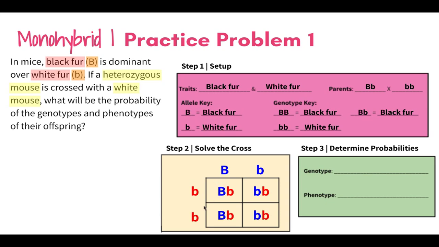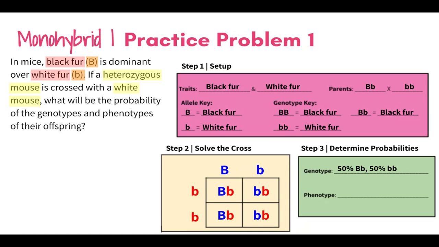So when we look, we want to see what are the letter combinations out of these 4 boxes and how do we break that into a probability. So we look at 4 total squares and 2 of them have that big B, little b combination versus the other 2 of them have that little b combination. So we'd write that out as 50% of them are going to be heterozygous. The other 50% are going to be homozygous recessive.